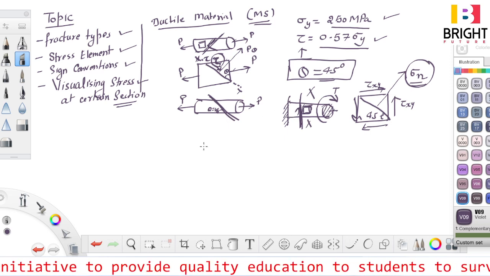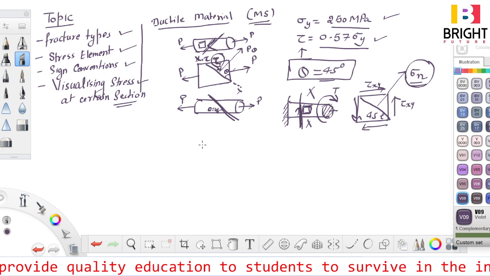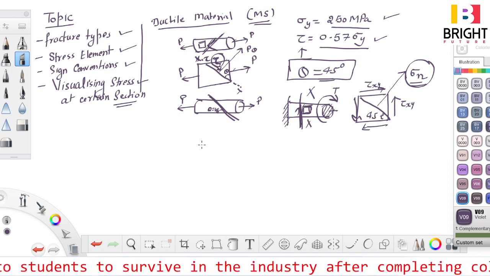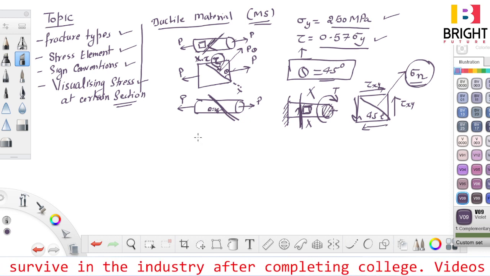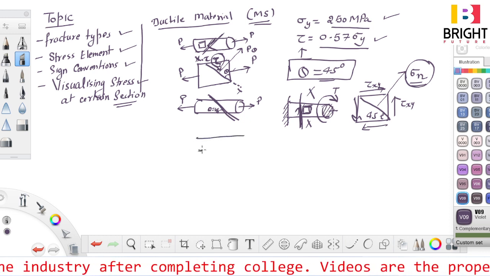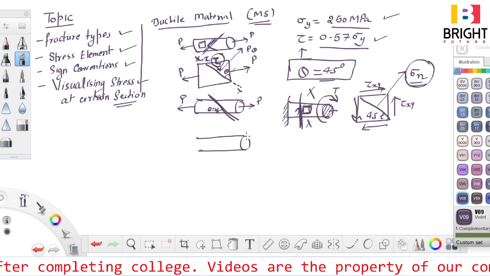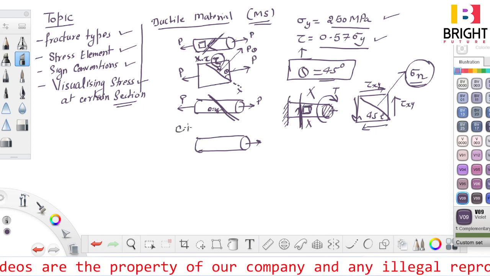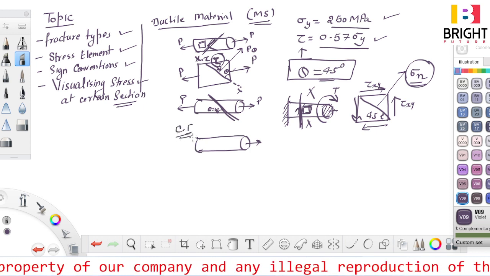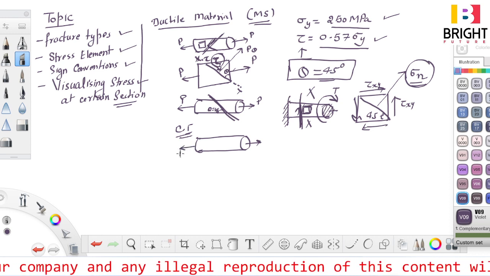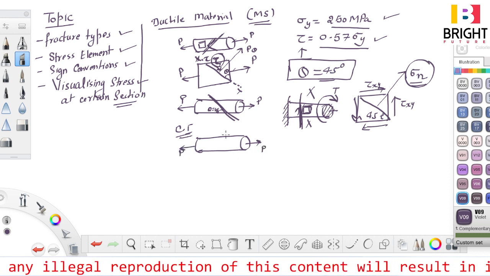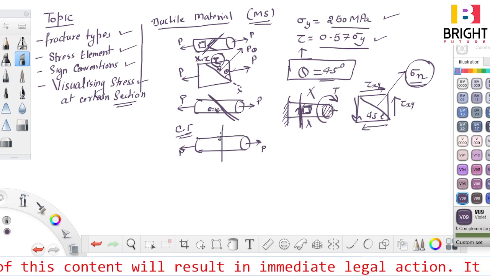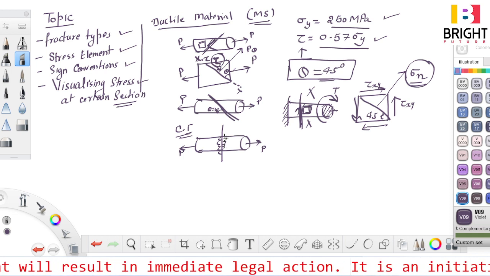However, if the material is brittle material, then this system will behave differently. We know the brittle material like cast iron. Here I am taking an example of cast iron. Now I am talking of cast iron, I am not talking of ductile material. If I apply load P over there, then the material will fail directly from here. It will break in tension like this, right?